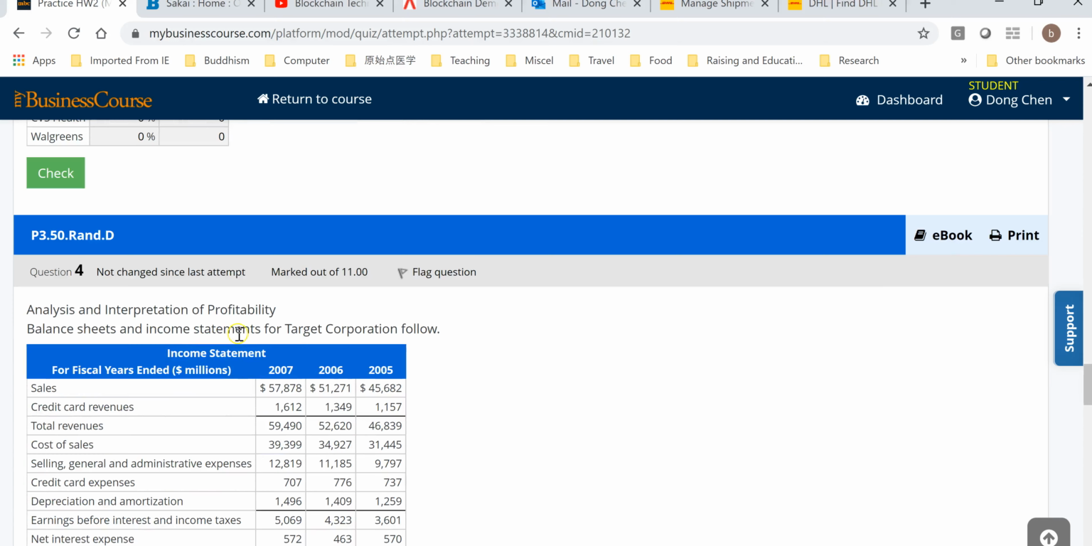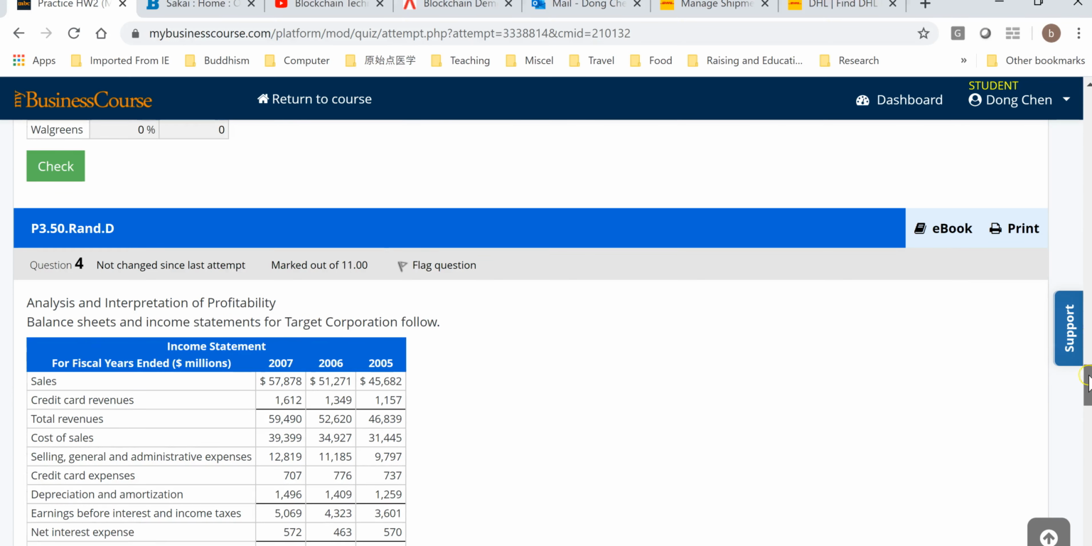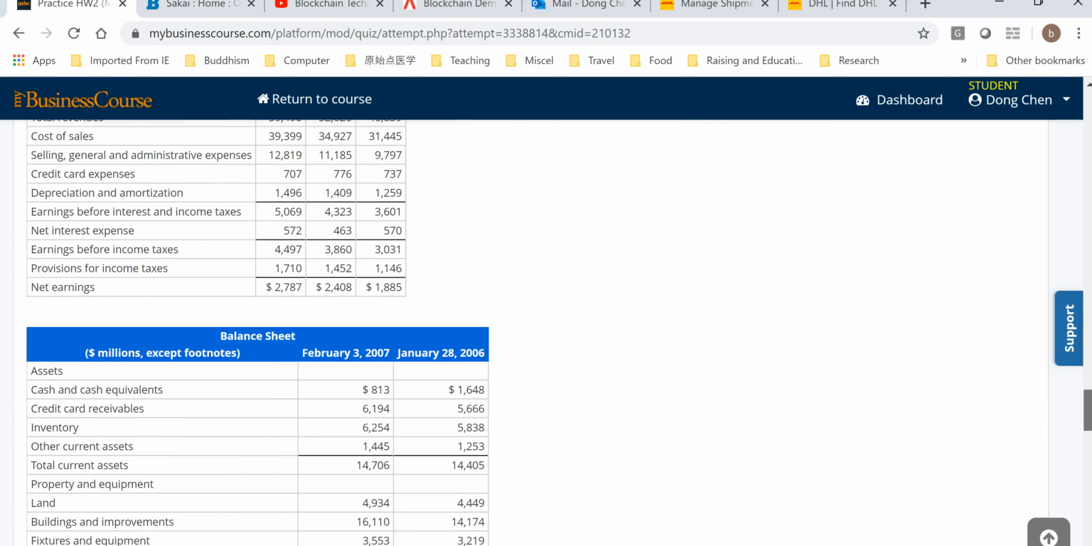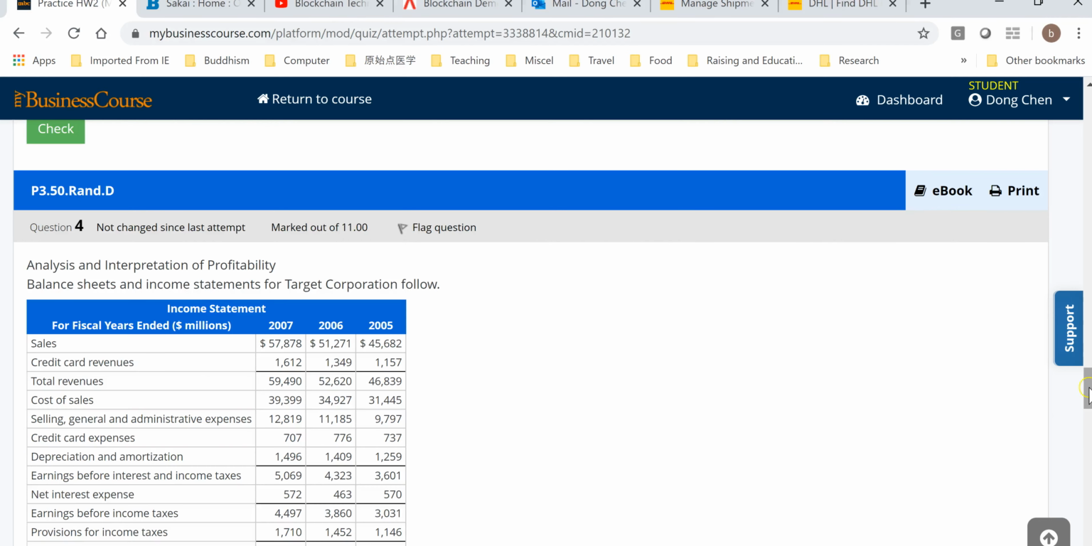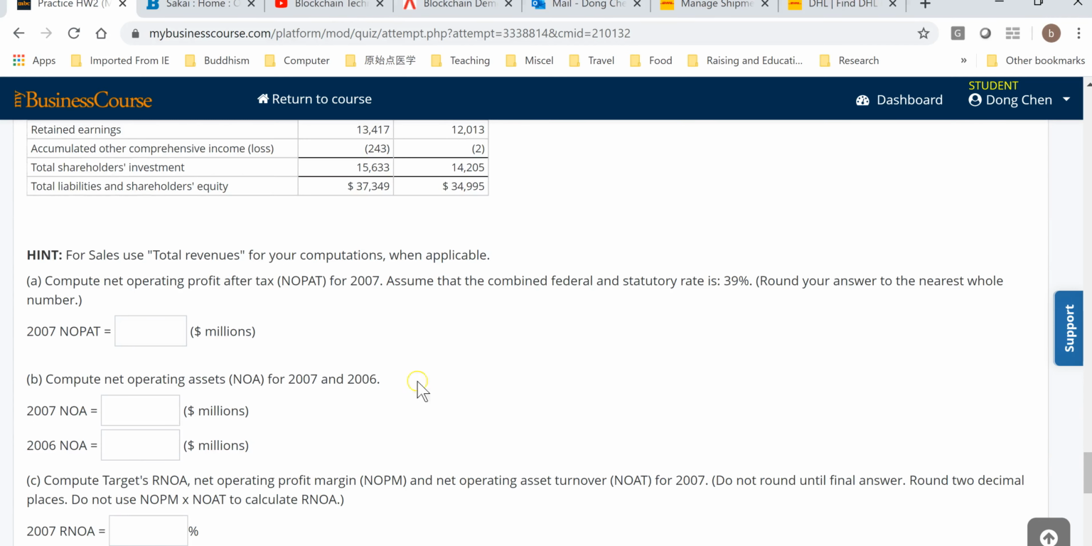Analysis and interpretation of profitability, balance sheet, and income statements for Target Corporation follow. We're provided with 2 years of balance sheets and 3 years of income statements. And a hint: we need to read this very carefully because later calculations may involve it. For sales, use total revenues for your computations when applicable.